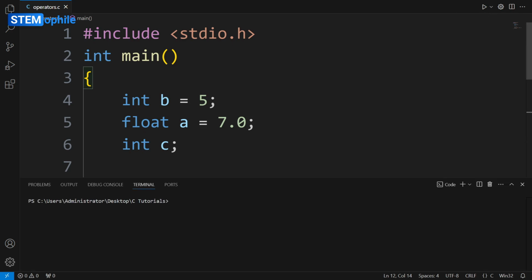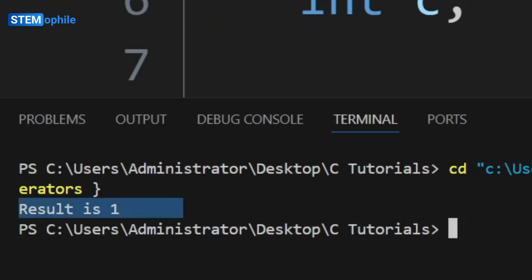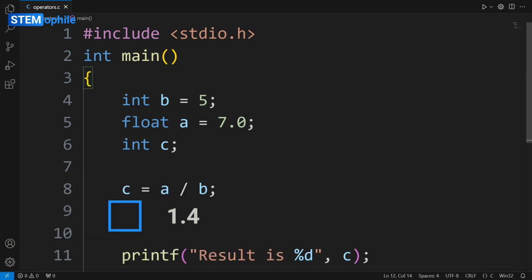Let's run the program again. It still gives the same result, 1. Why? Pause the video and think about what's wrong with the program. Write the reason in comments section. Notice one thing, the variable c is of type int, which means when the result of the division is stored in c, it truncates the decimal part. It only stores the integer part. So we need to change c to float.